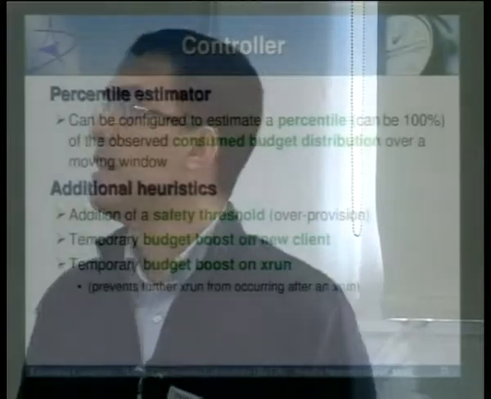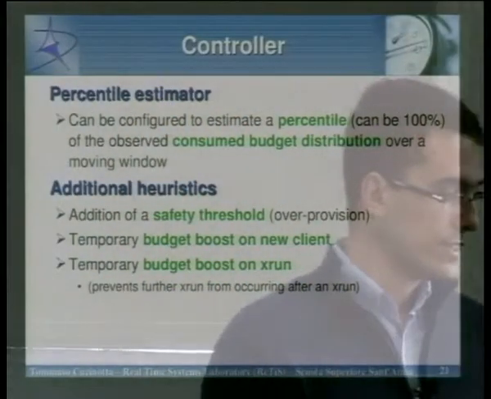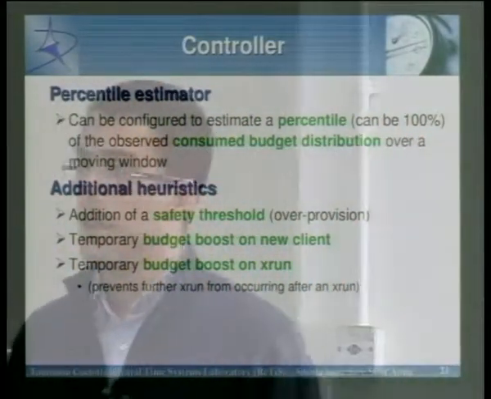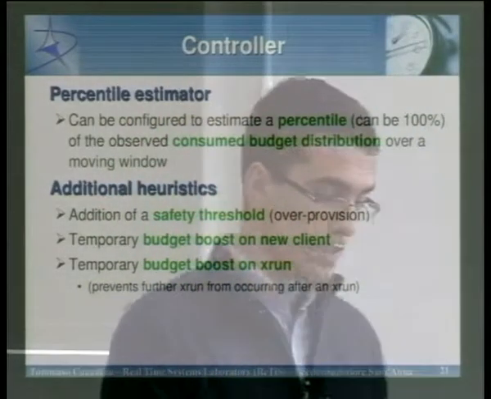your computing power on. However, normally we add instead a safety threshold, so we do some over-provisioning, because what we observed in the past is not necessarily too predictive of what is likely to occur now on the next cycle. And also we need to temporarily boost the budget on new clients and also on XRUNs, whenever they occur, in order to not allow further XRUNs to come right after.